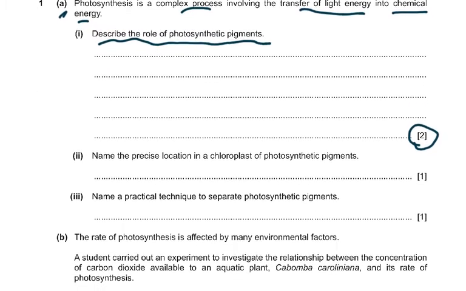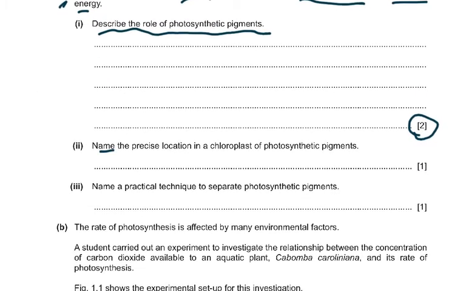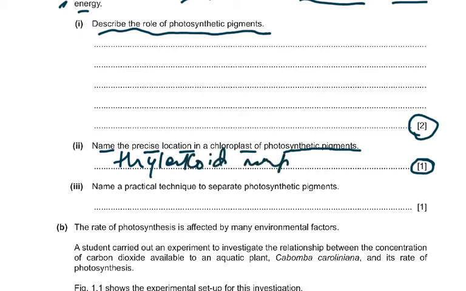Then coming to the next part of the question, it says name the precise location in a chloroplast of photosynthetic pigments. Now that's of course only 1 mark. I remember in one of the very old papers it was for 2 marks. So the mark scheme for 2 was thylakoid membrane and granum. But here they have allowed thylakoid membrane, fine, that would have got you a mark, or if you had said granum, you got a mark for that as well. I said or, I didn't say both. So this would have got you the 1 mark.